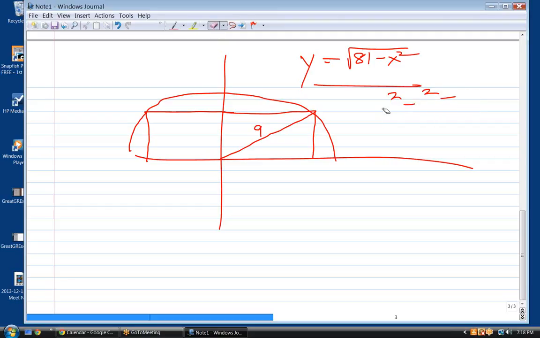Now, what was the rest of their question? Write the area of the rectangle as a function of x and determine the domain of the function.